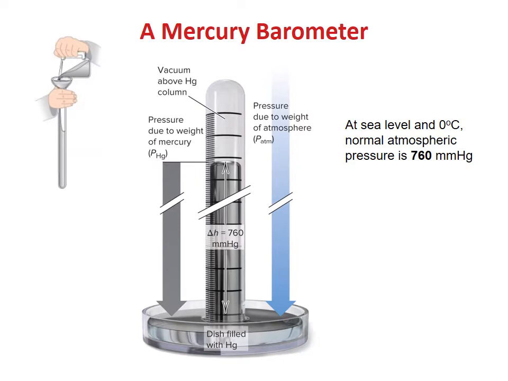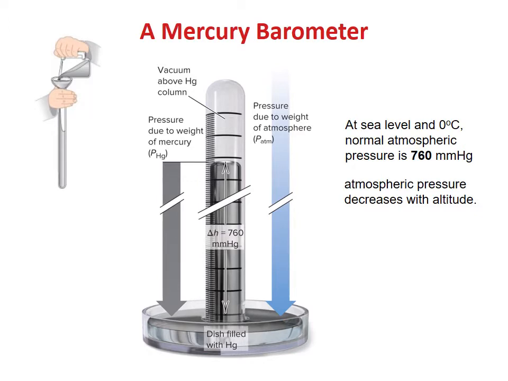Atmospheric pressure is not always the same. For example, at the top of Mount Everest, the atmospheric pressure is only 270 millimeters of mercury, so atmospheric pressure decreases with altitude.